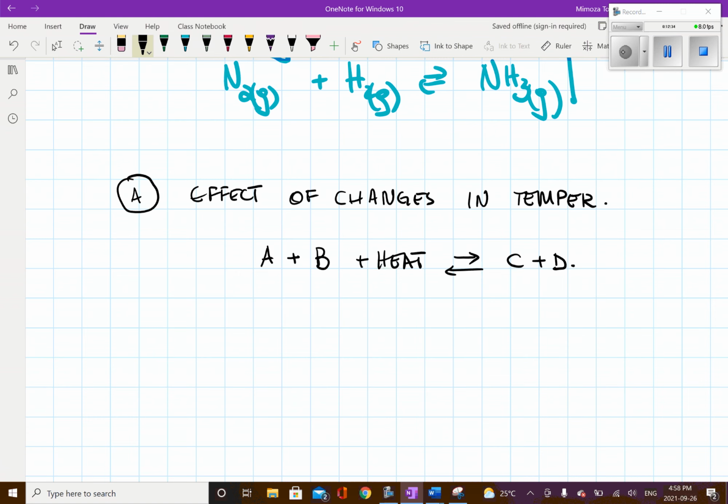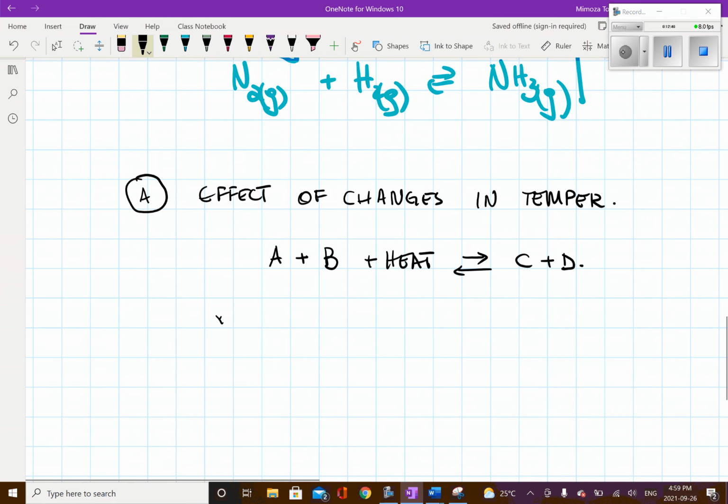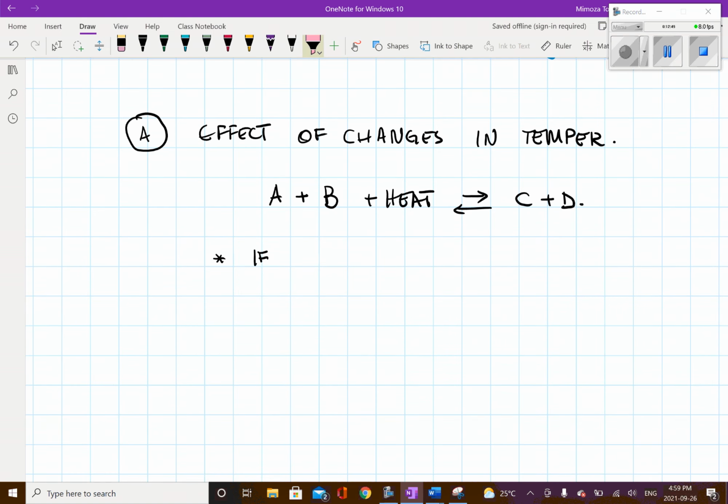So now the stress that we are introducing, the change that we are introducing to the system in equilibrium, this is a system in equilibrium. This is important to keep in mind, okay? It's a system in equilibrium. Now, what we are doing is we are increasing the heat.